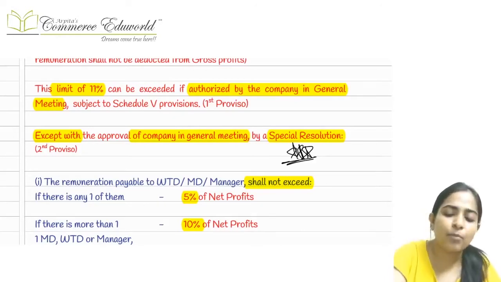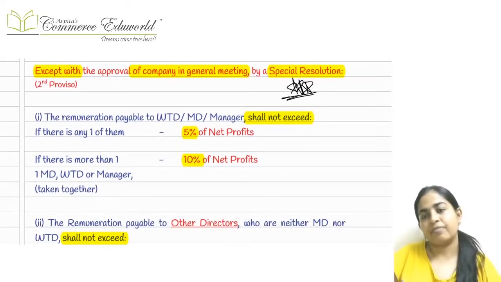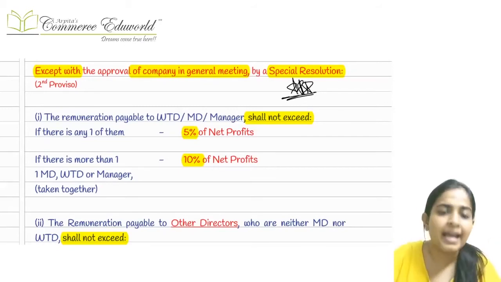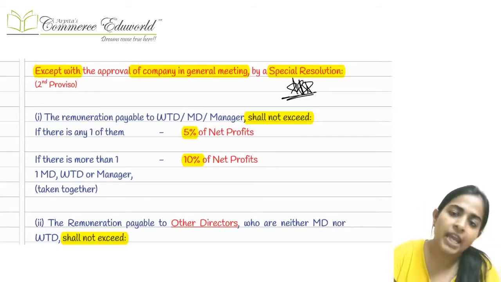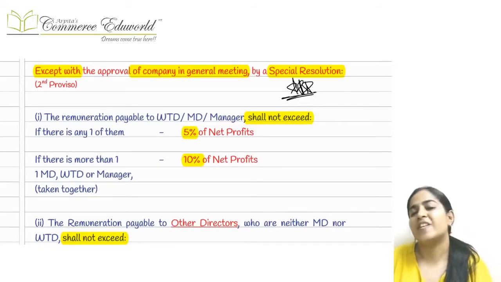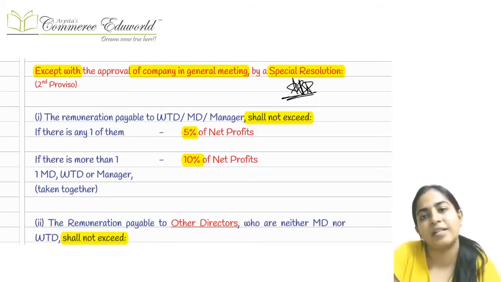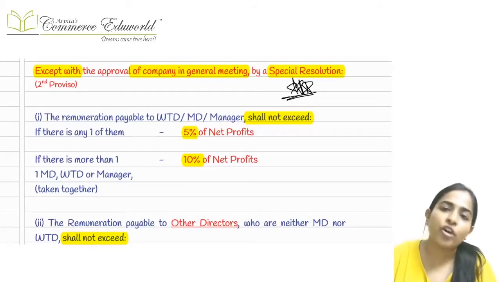Now in that, the second proviso says that they have given a limit, and if those limits are exceeded, then we'll have to pass a special resolution. Now ma'am, what are the limits?